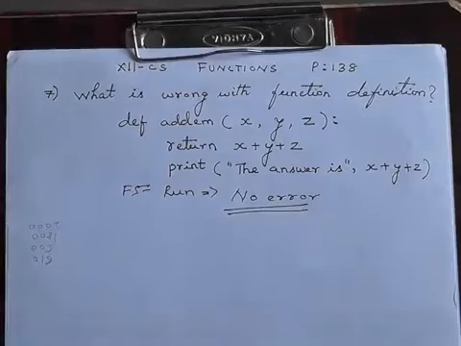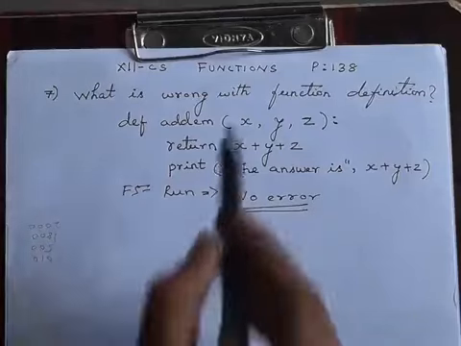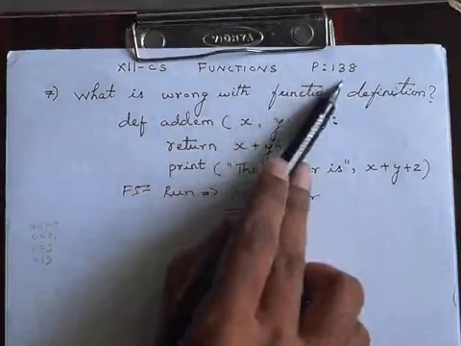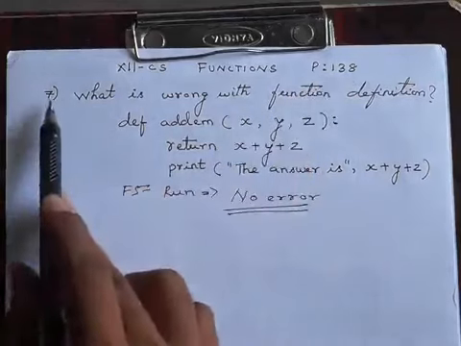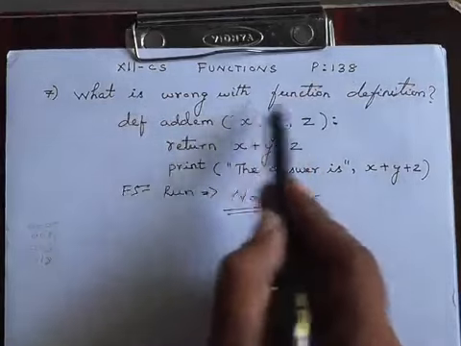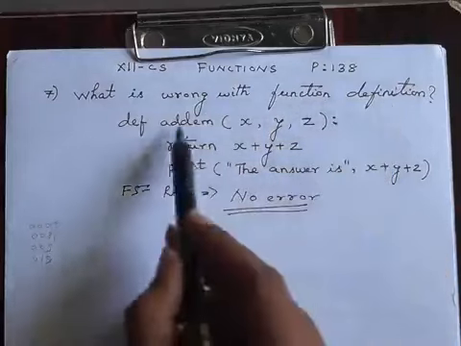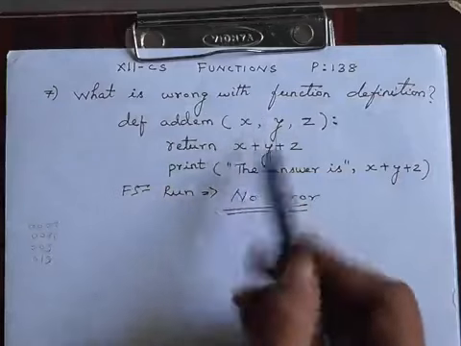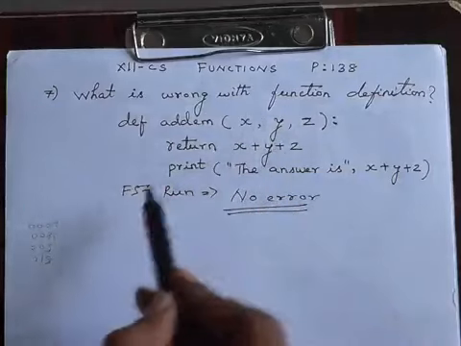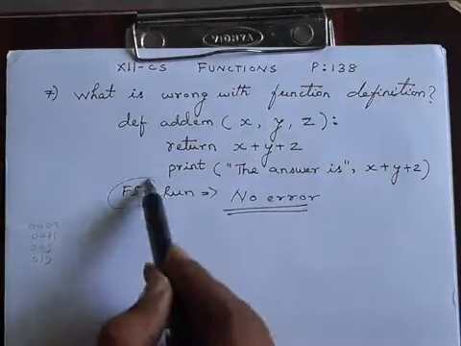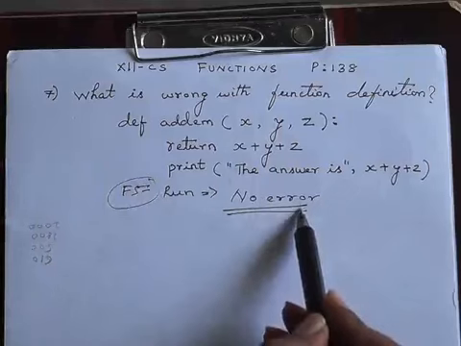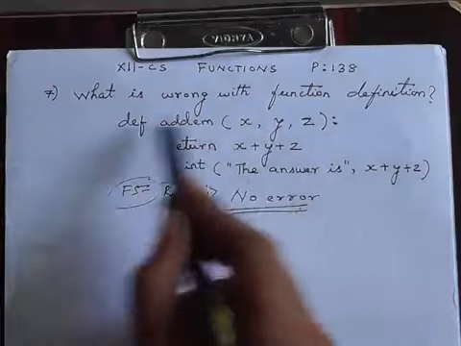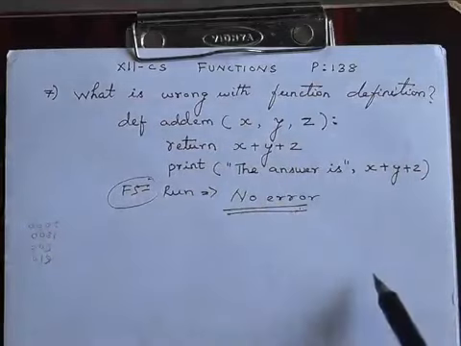So good morning students, it's a computer science class, lesson number 3, functions. Take page number 138, question number 7. What is wrong with the function definition? So here the add em function definition is here. So what is wrong with this function? If I run it, it will give no error. Even though it is giving no error, something is wrong in this function definition. Can you find it out?